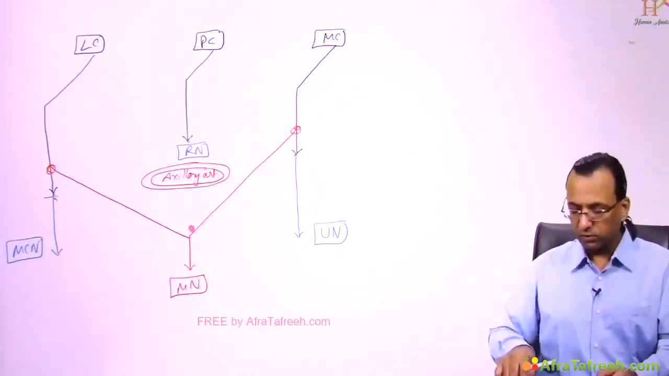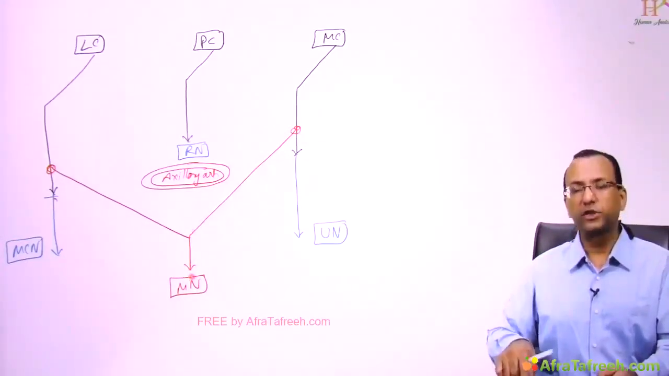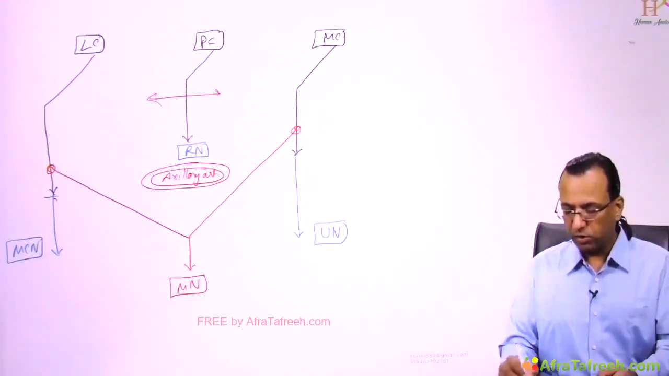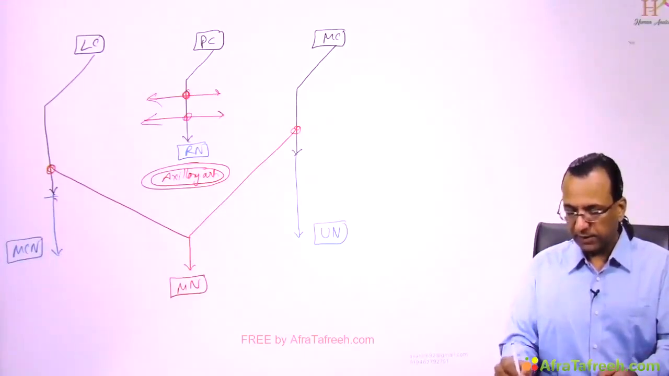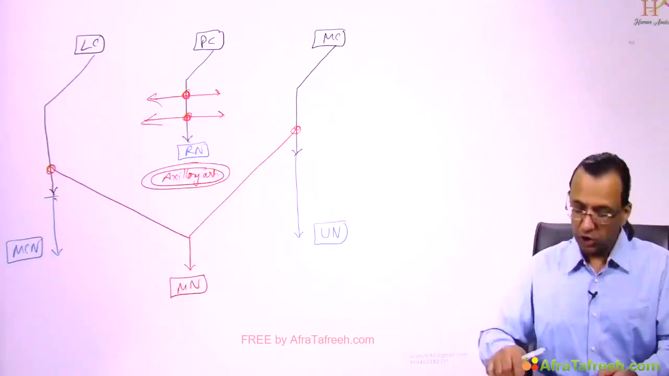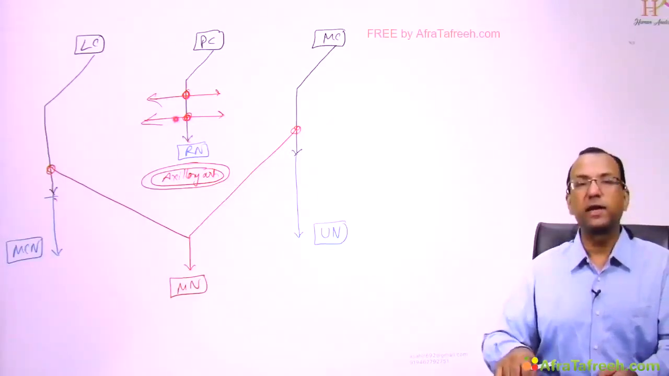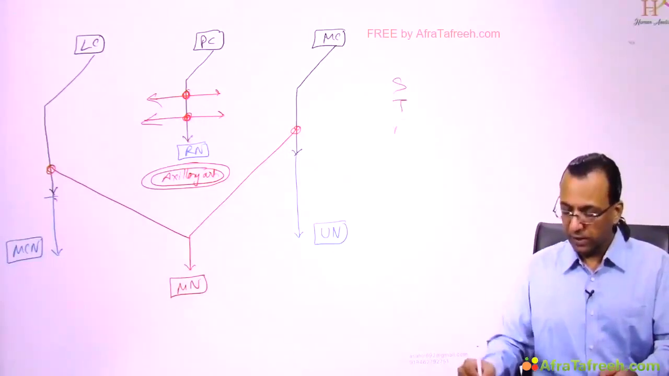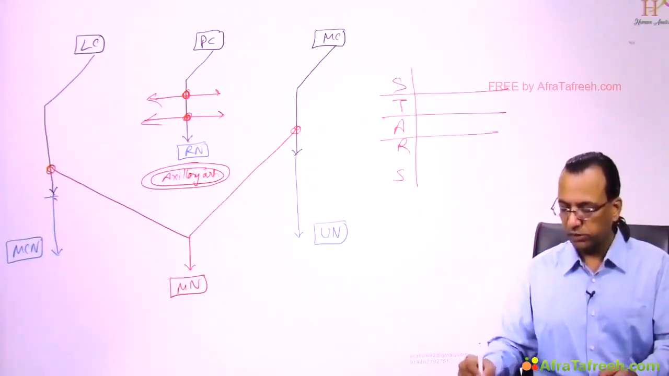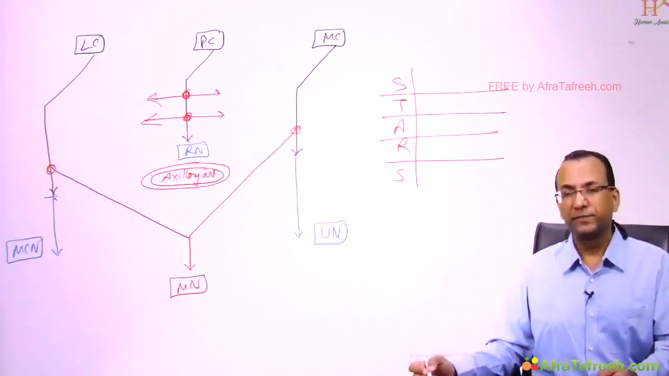Now what we want to know is the 5 branches of the posterior cord of the brachial plexus in the axilla. There is a mnemonic that goes by the name STARS. Let us discuss the STARS, the 5 branches of the posterior cord of the brachial plexus.